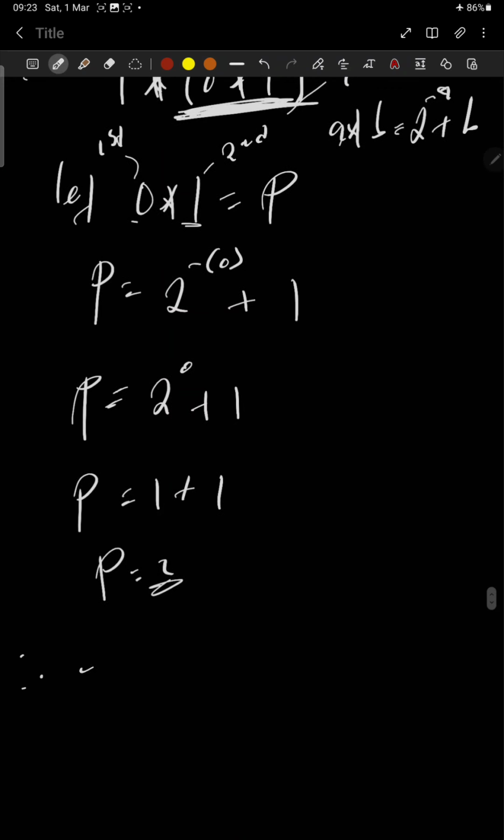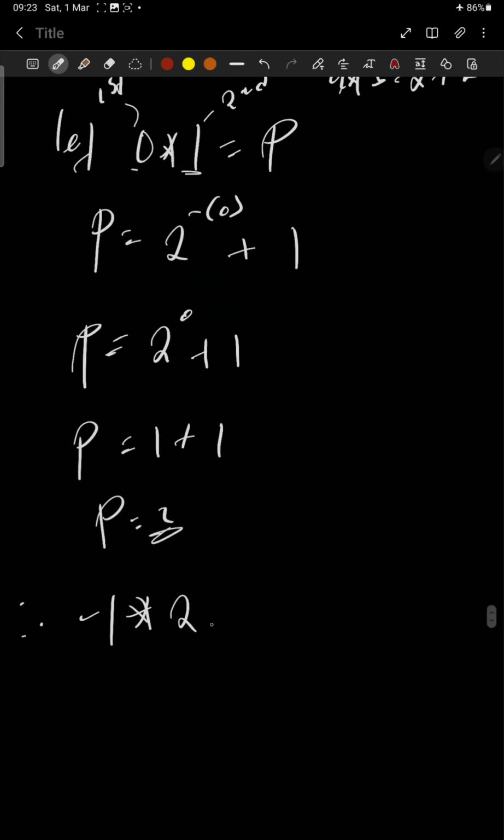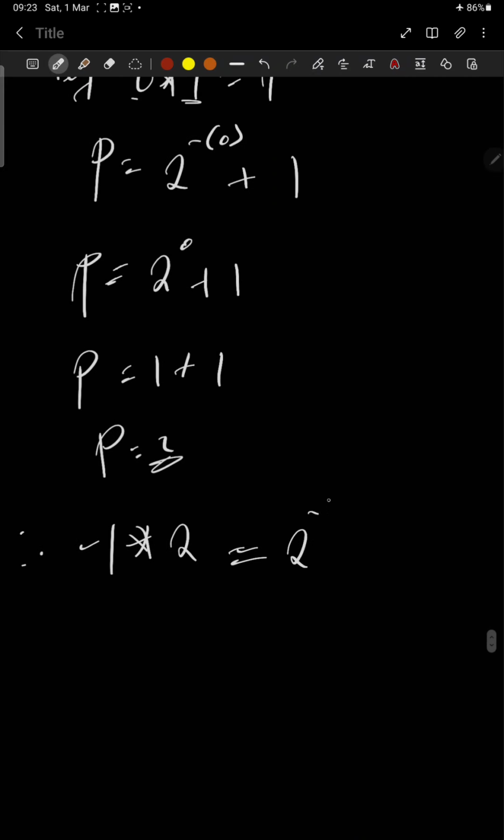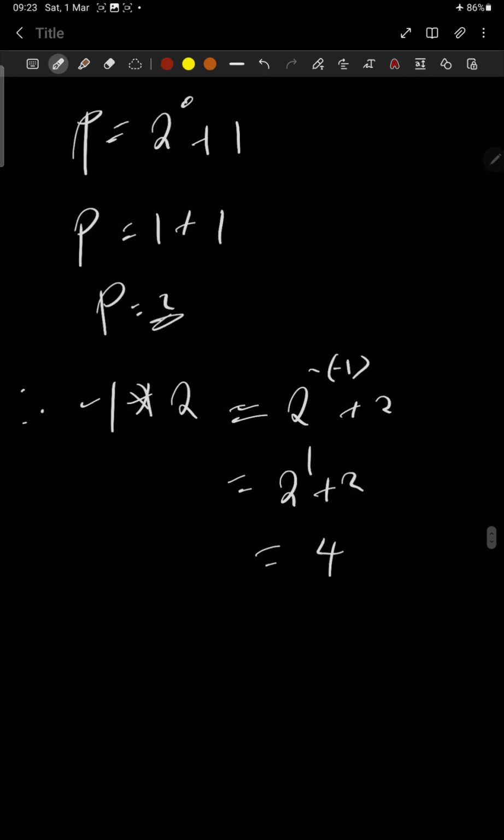So you're going to say, therefore my negative 1 star, where those p are replaced by 2, will now be equal to, then again you solve it in the same way, 2 to the power negative first number plus second number, and your answer will be 2 to the power 1 plus 2, which is 4. So you have answered for the first one.